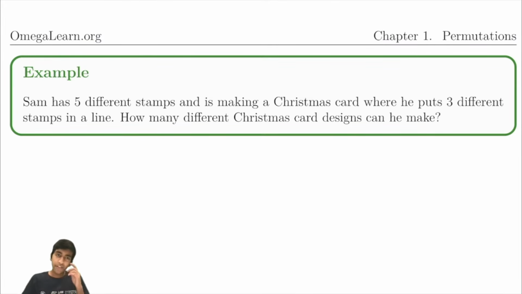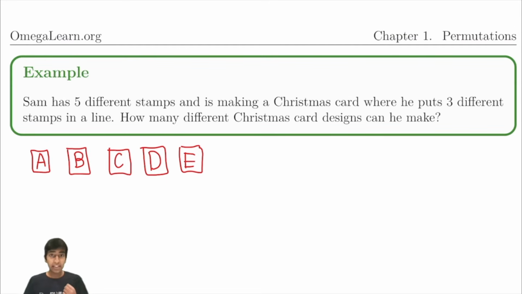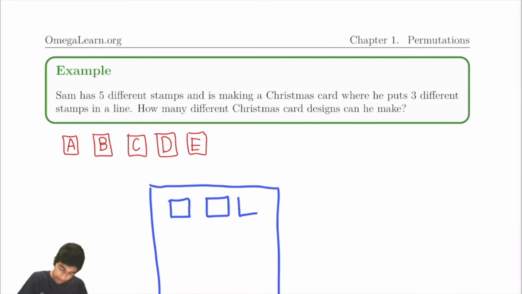So we've got 5 different stamps. Let's just call them stamp A, stamp B, stamp C, stamp D, and stamp E. So these are our 5 stamps. And Sam wants to put 3 of them in a line. So let's say this is the card. We're wanting to put 3 of them in a line. So there could be a stamp here, and then a stamp here. So we're asking how many different Christmas card designs can he make? So using these stamps, he must put them in a line, and we're asking how many different such designs are even possible.